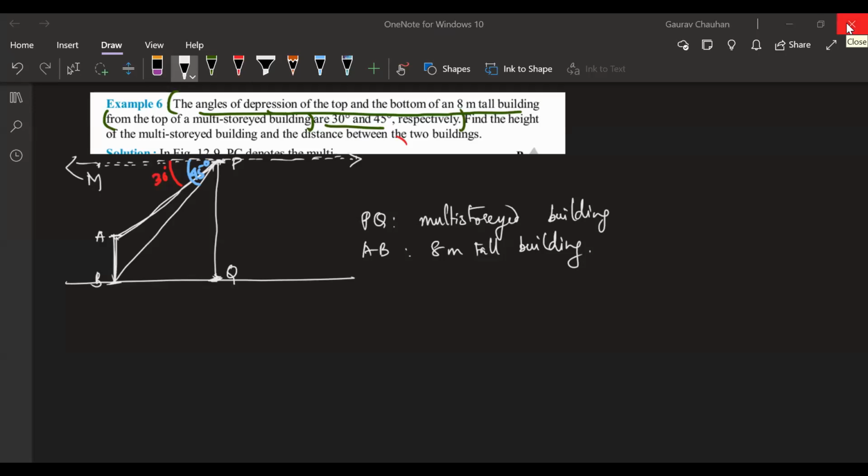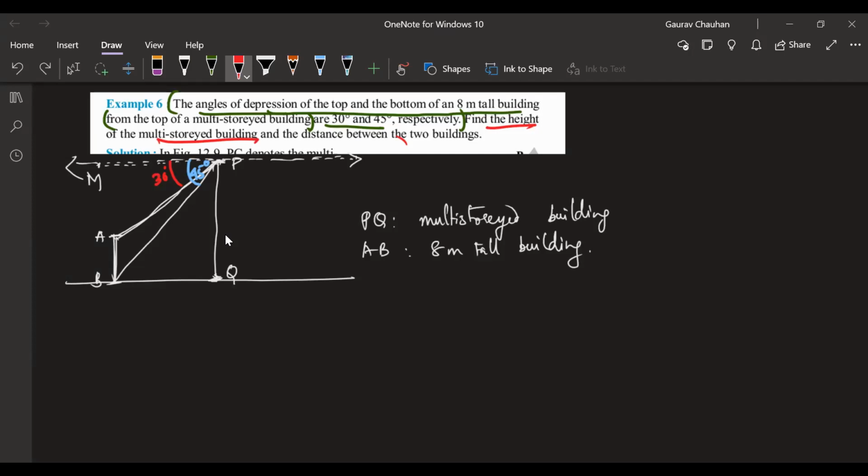Now I've got to find what? I've got to find the height of the multi-storied building, which is PQ. And I've got to find the distance between the two buildings, that's BQ. These are the two things which I've got to find: the height of the multi-storied building and the distance between the two buildings. But my diagram is not complete yet.